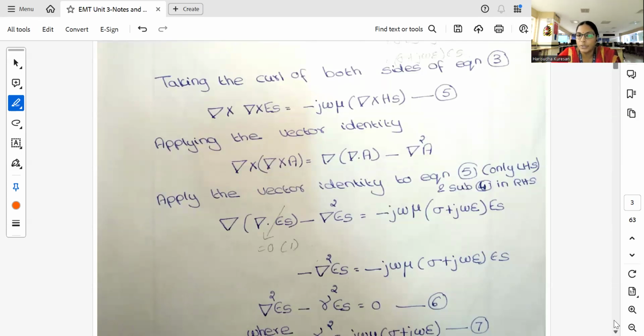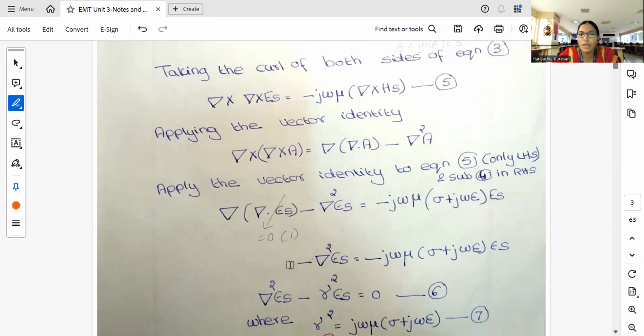Now what you do is, the first term in this will vanish. Therefore, the second term alone will be there. So you can write minus of del square of Es will be equal to minus j omega mu sigma plus j omega epsilon into Es.